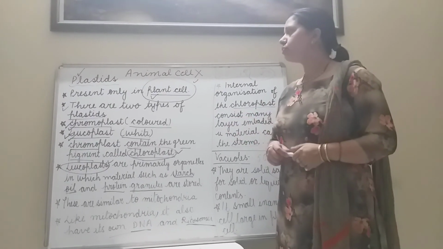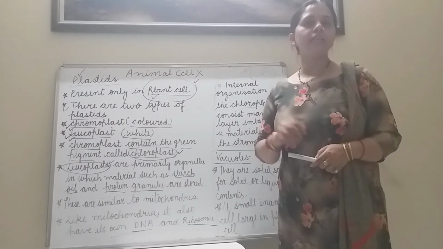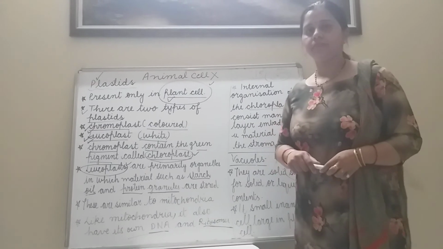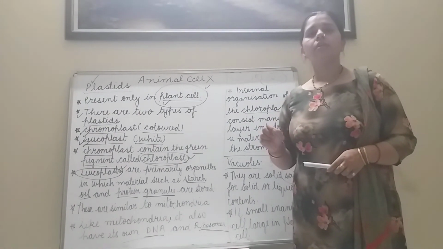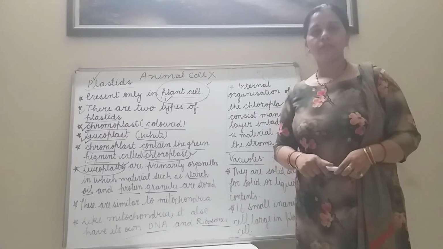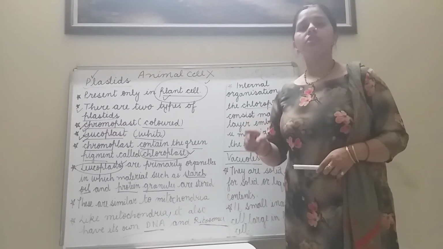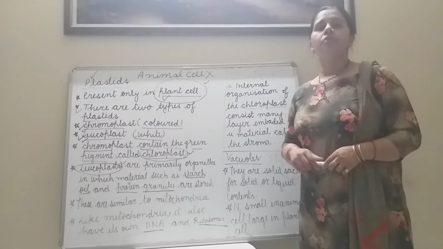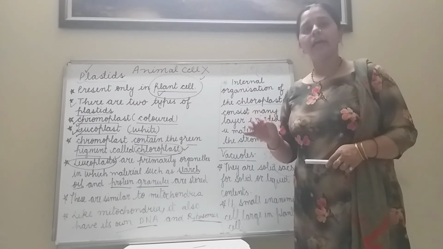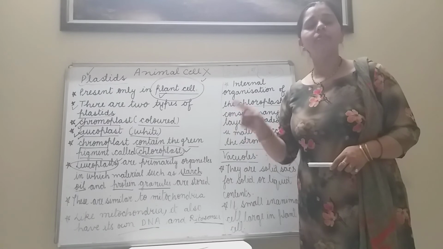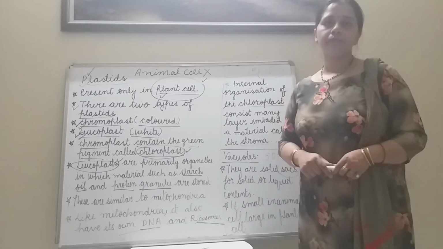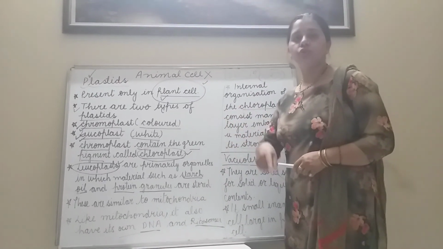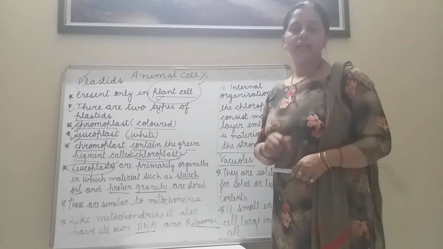Listen. First of all, where are plastids present? Next question. How many types of plastids? Which plastid contains chloroplast? Which plastid stores starch, fats and protein granules? Next question. Which cell organelle has its own DNA and ribosomes and is present inside the plant cell?